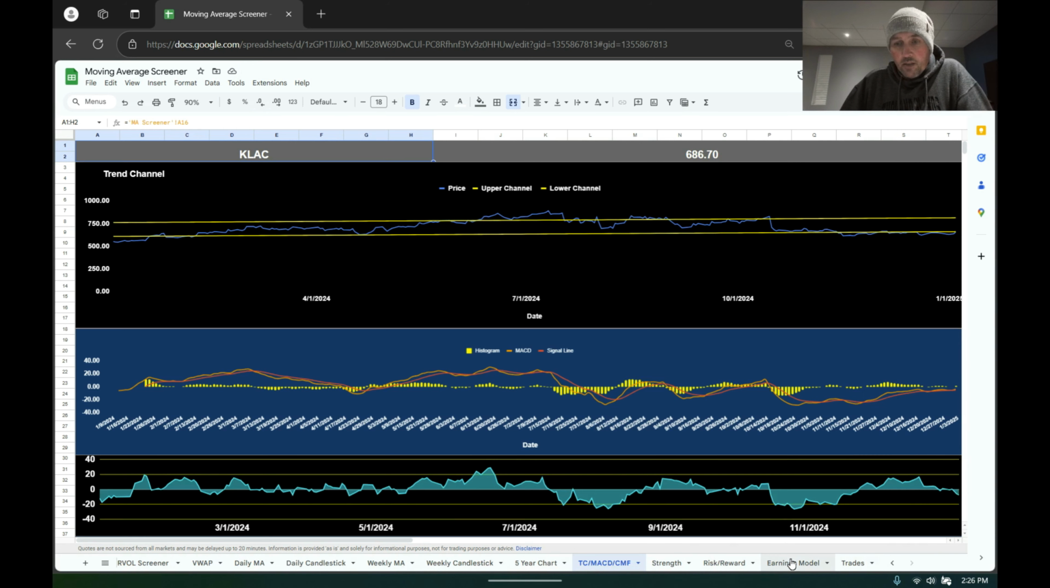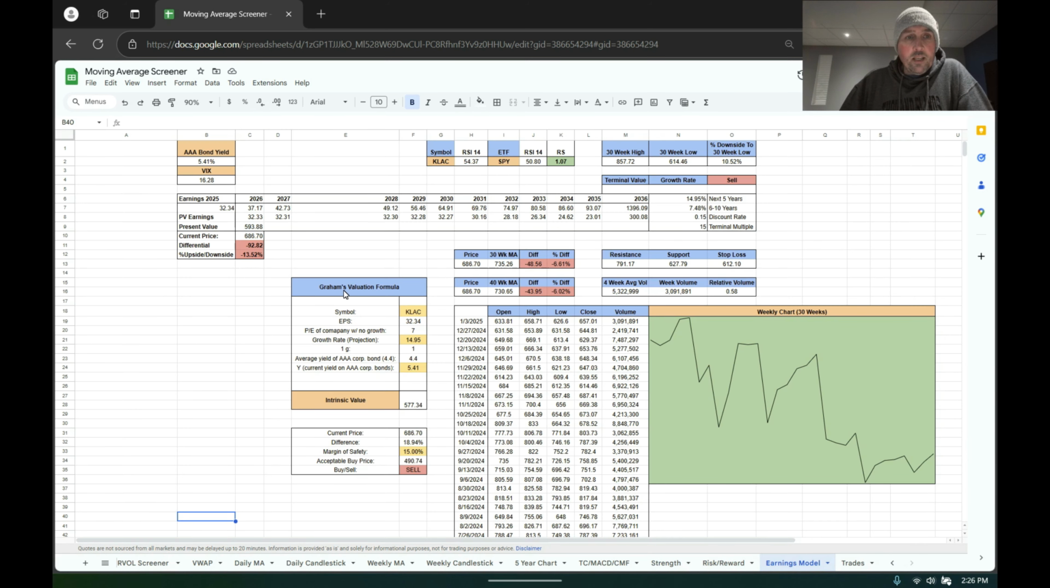Last thing we'll look at here is the earnings model. And we can see that KLAC is overvalued slightly, about 13% overvalued. But remember, numbers can change. They could go down or up. We don't know. And that's based on this earnings model.